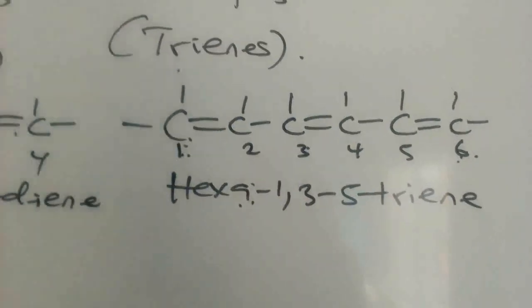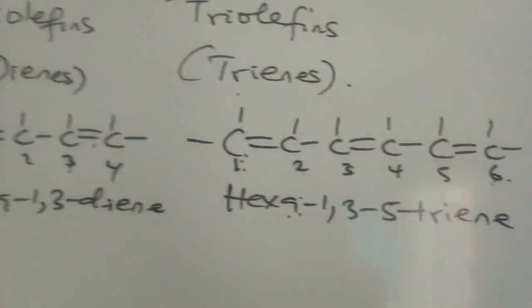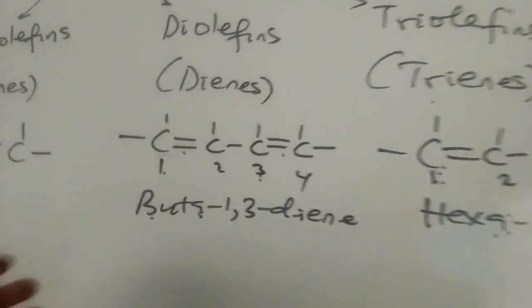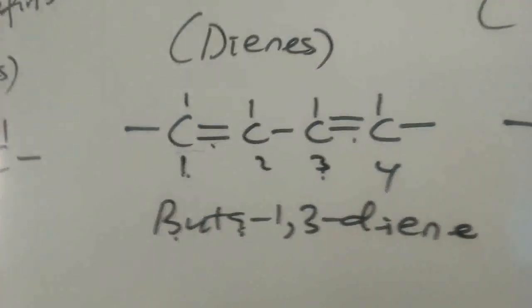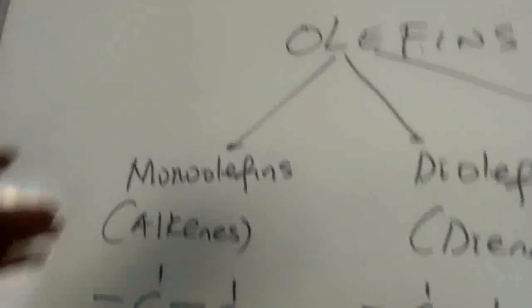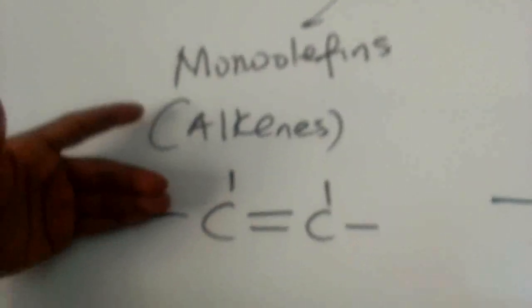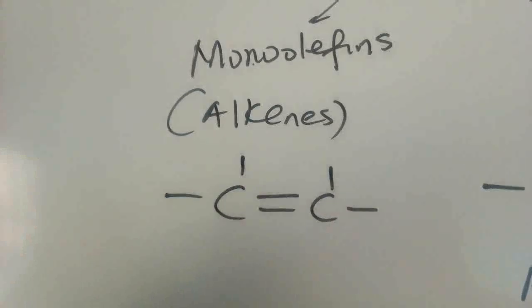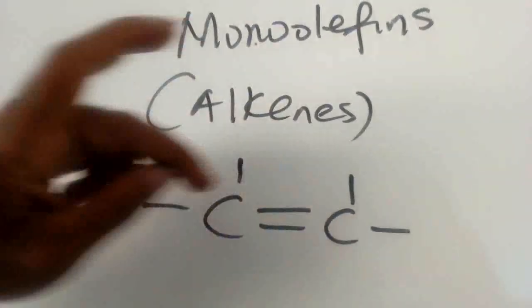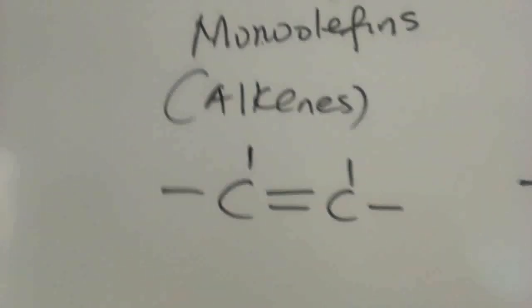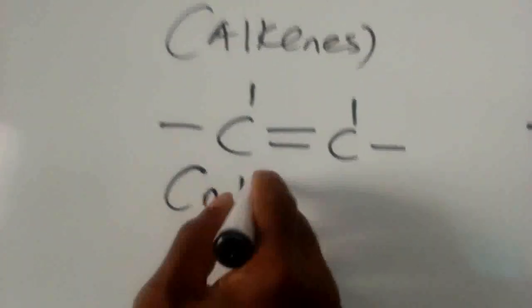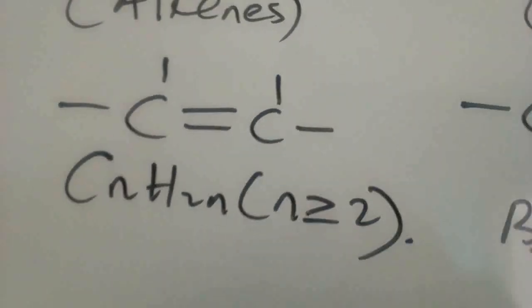So we are not after the diene and triene for now. We're going to meet them in our later or subsequent classes, how to name higher olefins. But our focus today will be on monoolefins, the alkenes, which are introduced as compounds that contain only a double bond between 2 adjacent carbon atoms and have the formula CnH2n with n starting from 2.